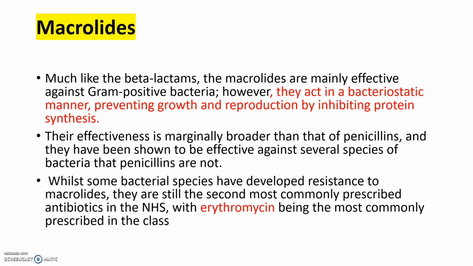Next is macrolides. Much like beta-lactams, they are mainly effective against gram-positive bacteria. However, they act in a bacteriostatic manner, not bactericidal, which prevents the growth and reproduction by inhibiting protein synthesis. So their action is also inhibiting protein synthesis. And their effectiveness is marginally broader than that of penicillin.